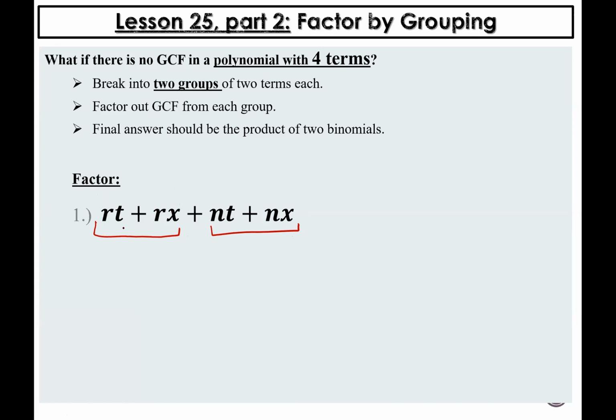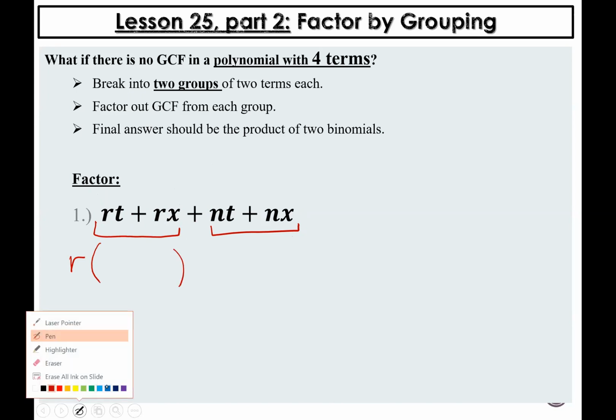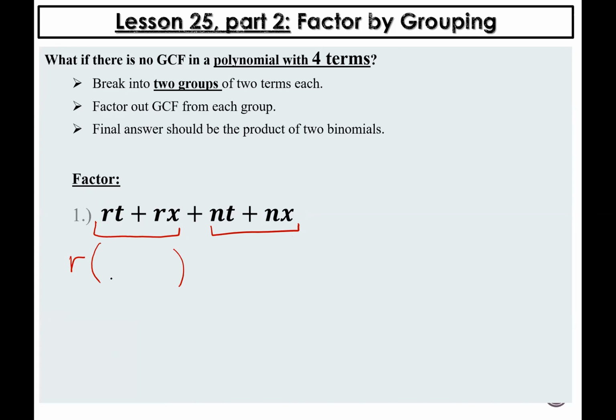So let's start with the first group, RT plus RX. Between these 2 terms, there is a common factor of R. And now what's left over, if I divide each of those terms by R, RT divided by R is just T, plus RX divided by R is just X. That right there is just a little mini GCF problem, a little greatest common factor problem.